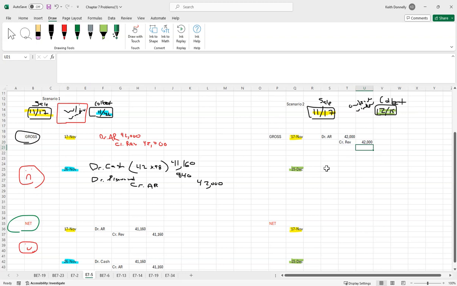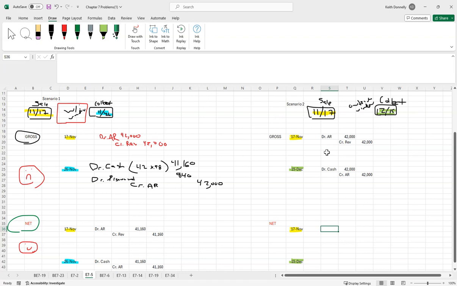Then when they pay us outside of the window, they don't get any discount, anything like that. They're going to just pay us the full amount, right? Debit cash 42,000, credit accounts receivable 42,000. Okay?